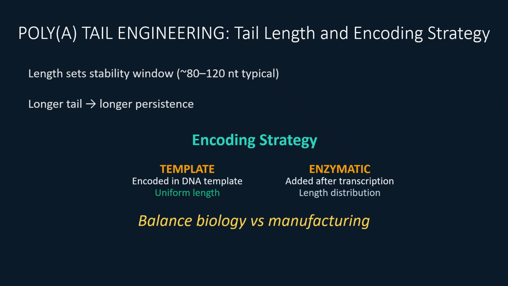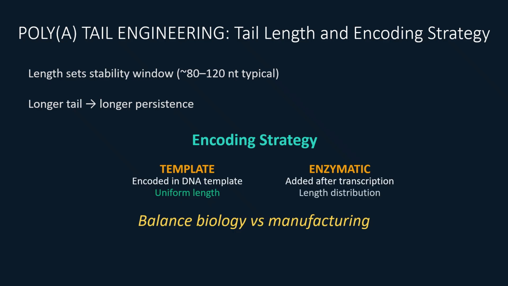Since we just learned that the poly A tail controls how long the RNA survives, its length now becomes a design parameter. A longer tail generally means the RNA will last longer because it takes more time for the cell to trim it down. Therapeutic mRNAs usually sit somewhere around 80 to 100 to 120 nucleotides, long enough to be stable.